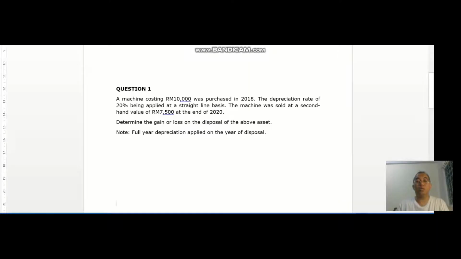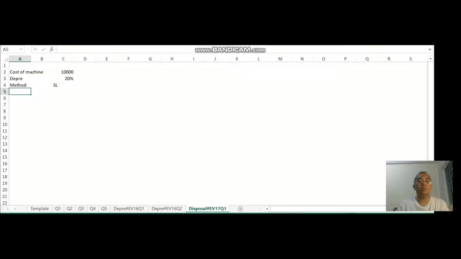So take a look at the question. Machine 10,000, straight line basis. This one was bought in 2018 and sold in 2020. The disposal price is 7,500. I need to get the information first before we begin our calculation.